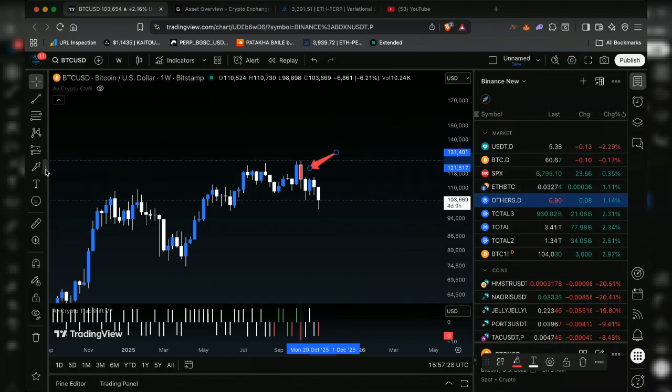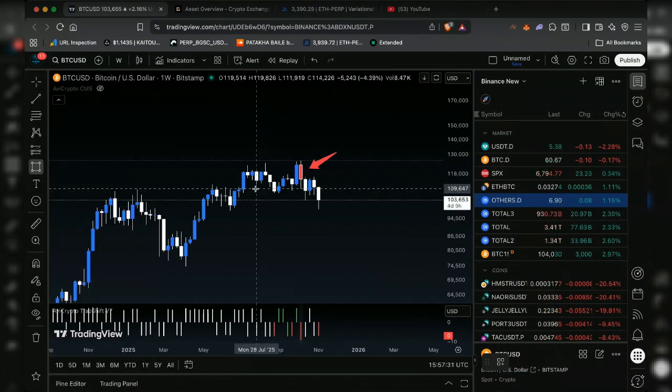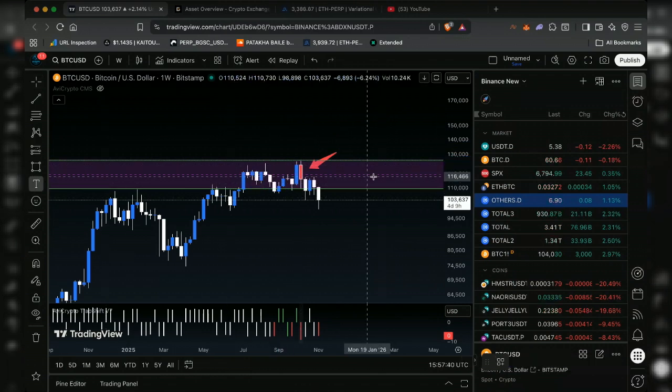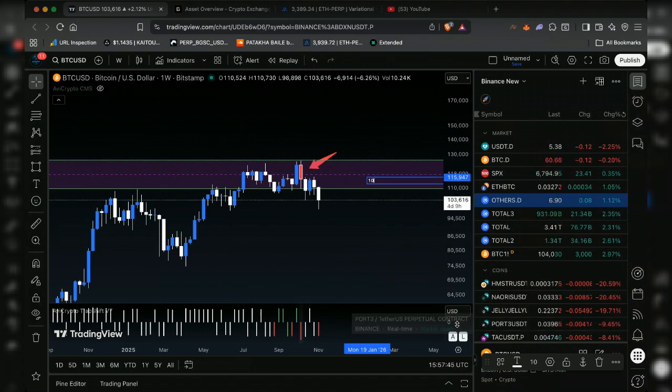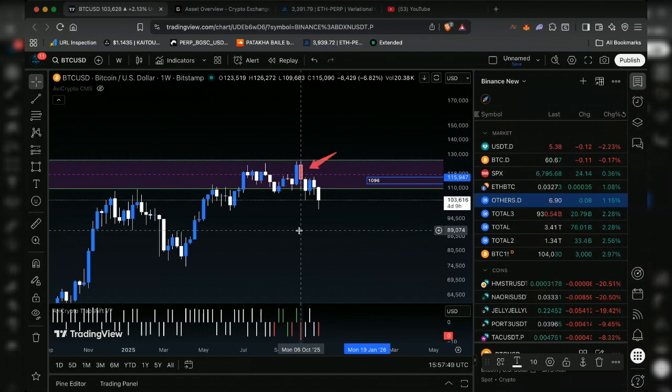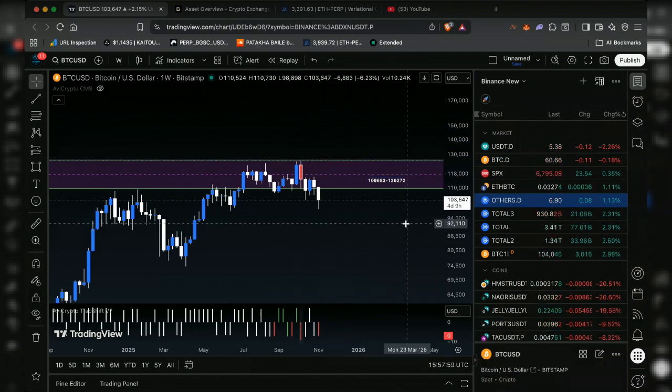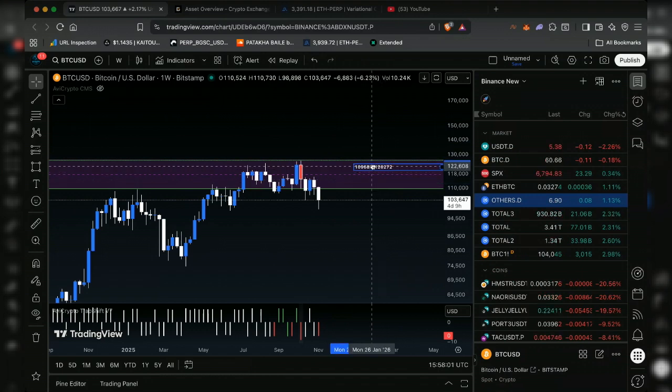And what is this area? If I mark the lows and the highs of this candle, this is coming out to be around 126 to 109. Let me write that for you as well: 109,683 to 126,272. And this area will be a very, very choppy and a very interesting area.